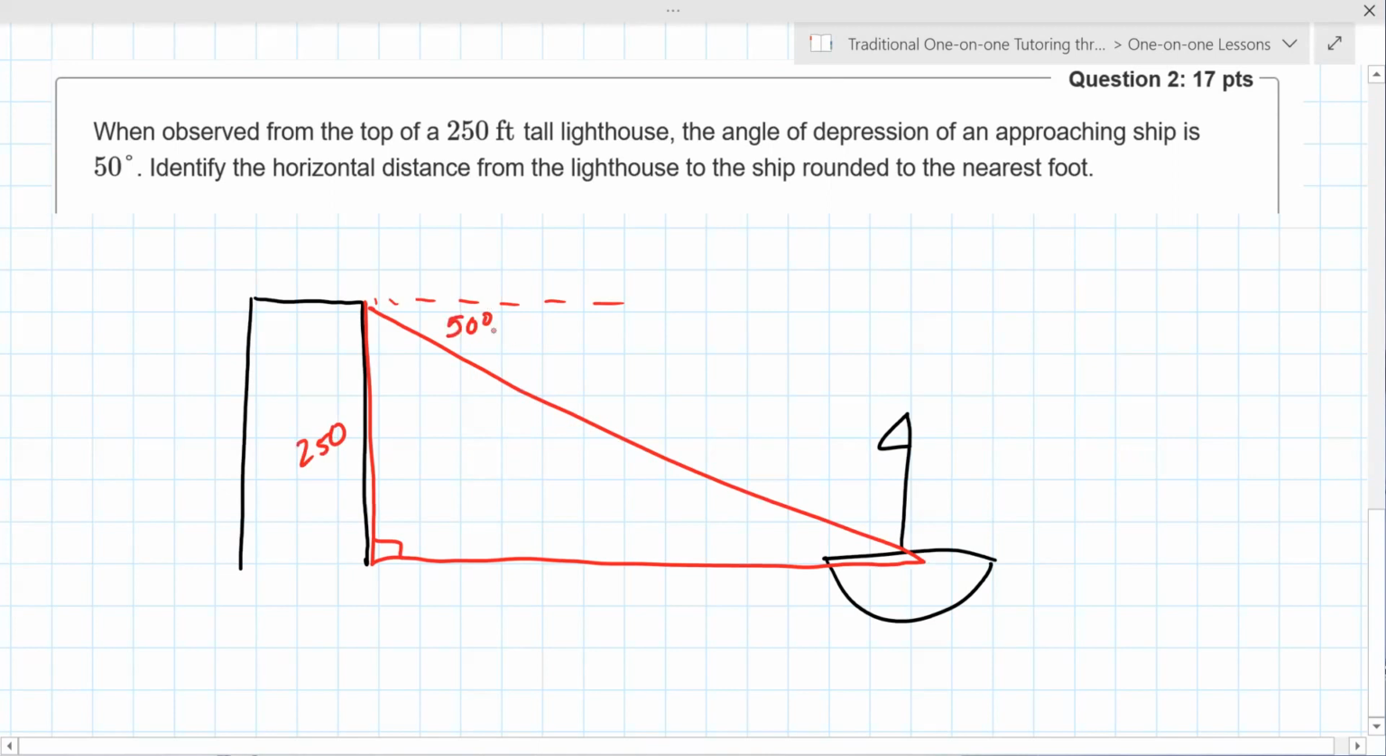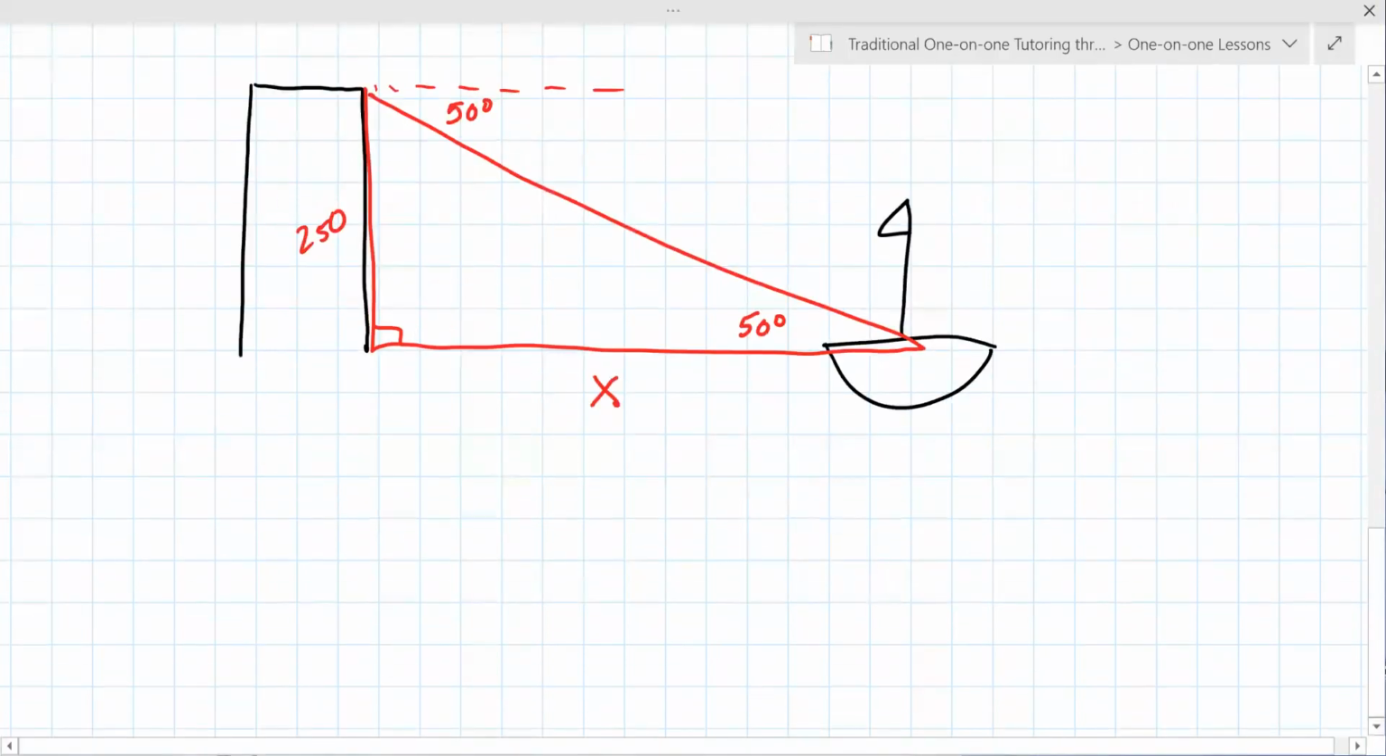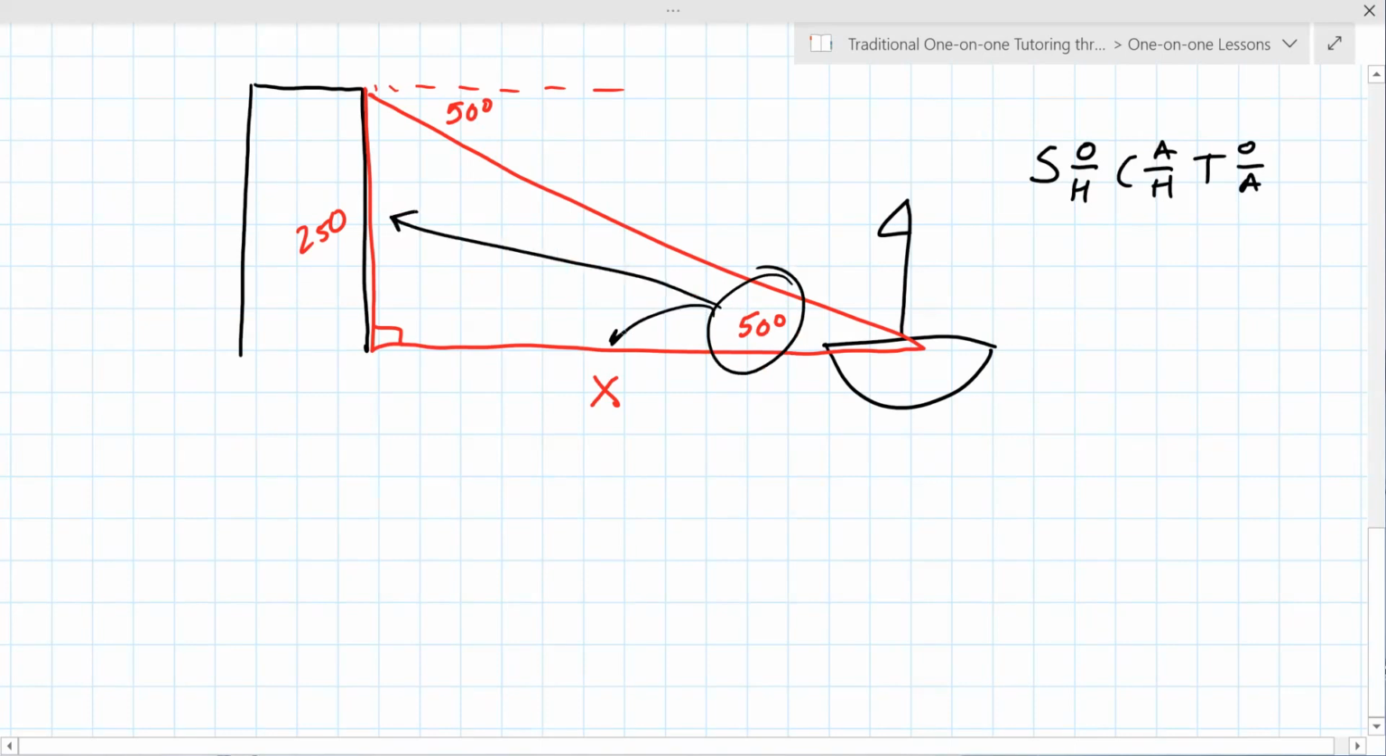And what did I say earlier? The angle of depression and the angle of elevation are the same. So this is also 50 degrees. And we want x, because we want the horizontal distance. From last time, there are 3 trig functions: sine, cosine, tangent. Relative to this angle, what is this side and what is this side? 250 is opposite and x is adjacent. Okay, so the tangent of 50 degrees equals 250 over x. Go ahead and solve that for x, please. I'll be right back.